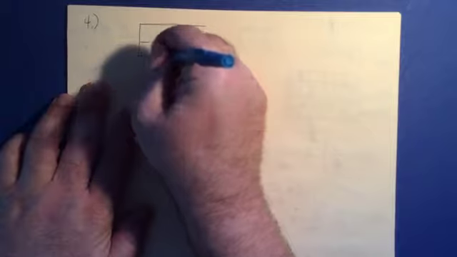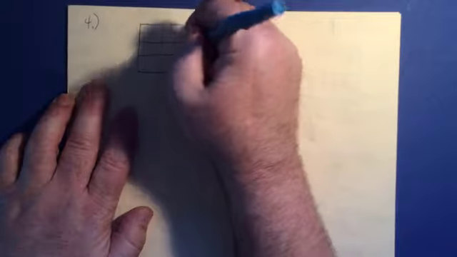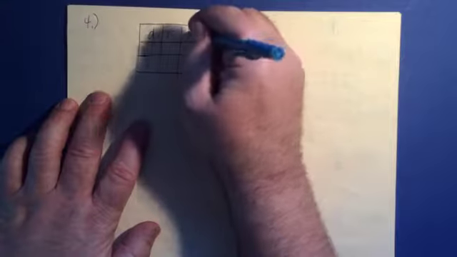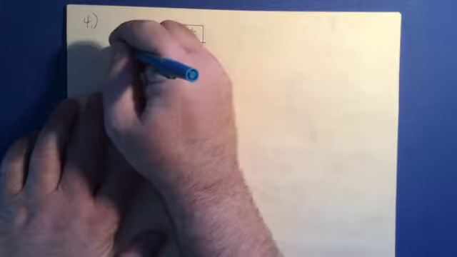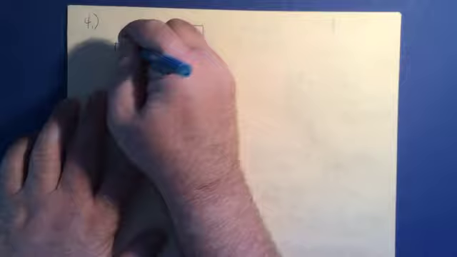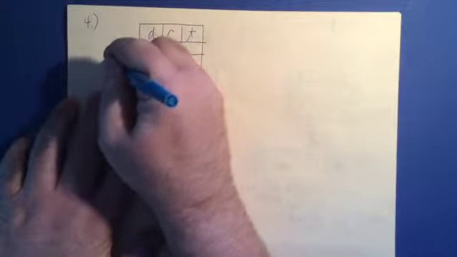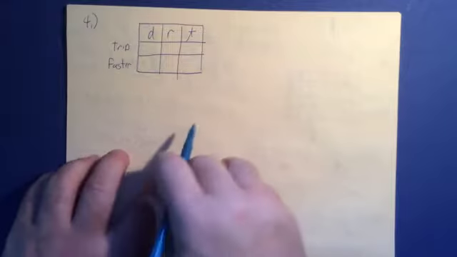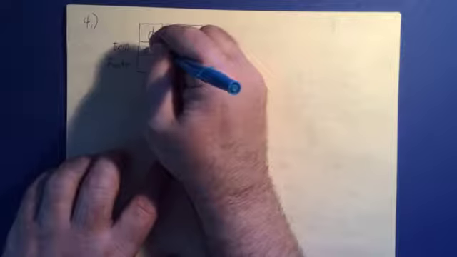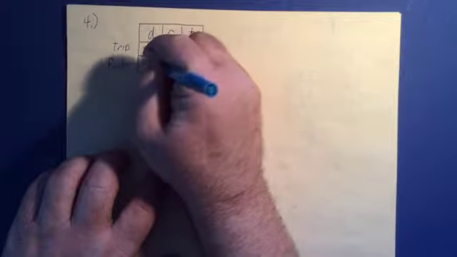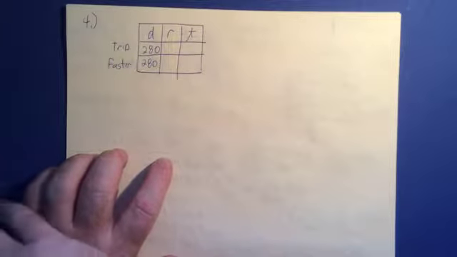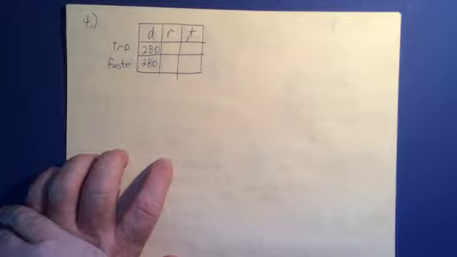So we're going to have 3 columns like this, 3 rows and 3 columns. So it's D, R, T. This is the actual trip, and this is the faster trip that they're talking about. So I'm just going to label it as such. So we know that both trips would have been the same distance. Whether he goes faster or slower, if the trip is the trip, it's going to be 280 miles.